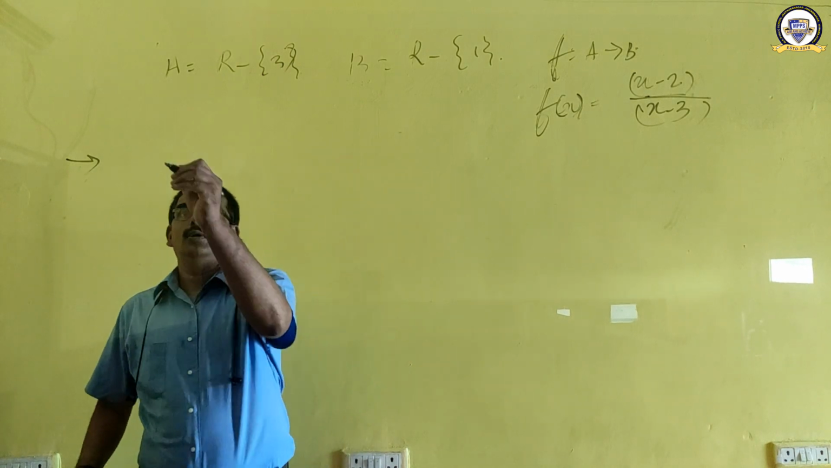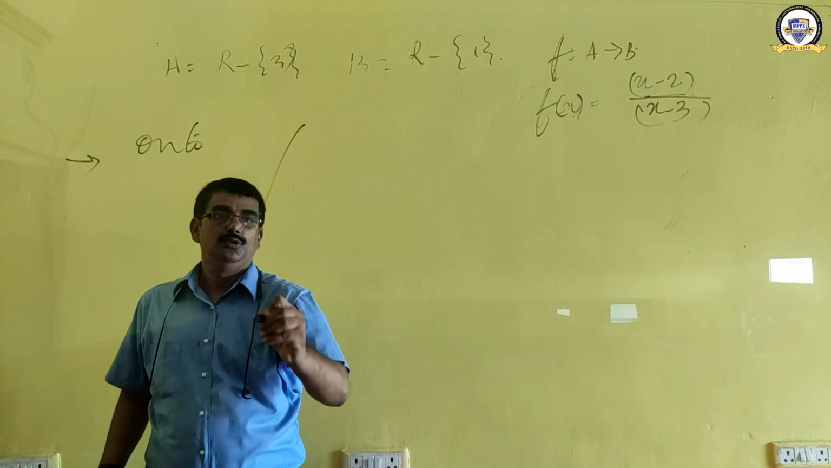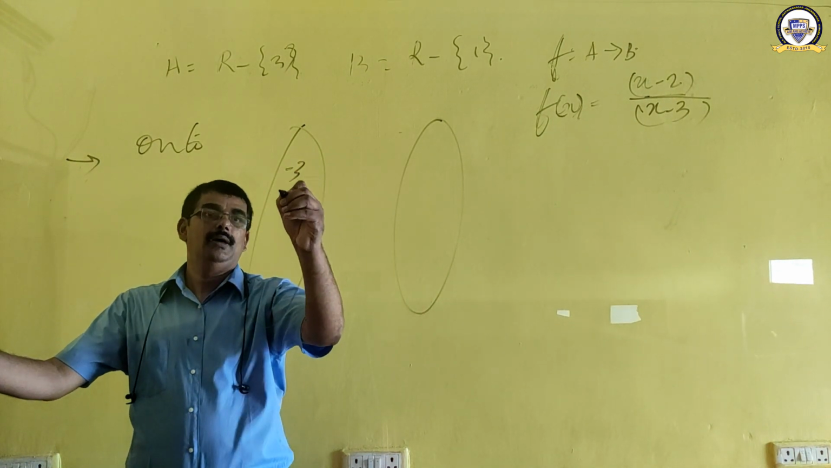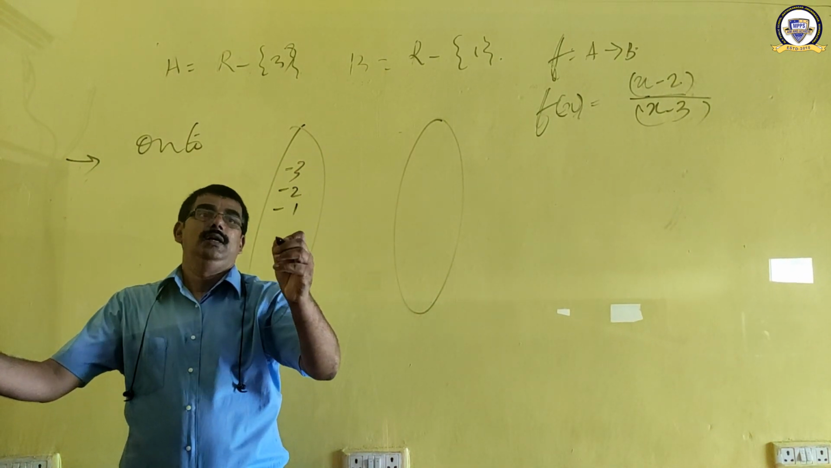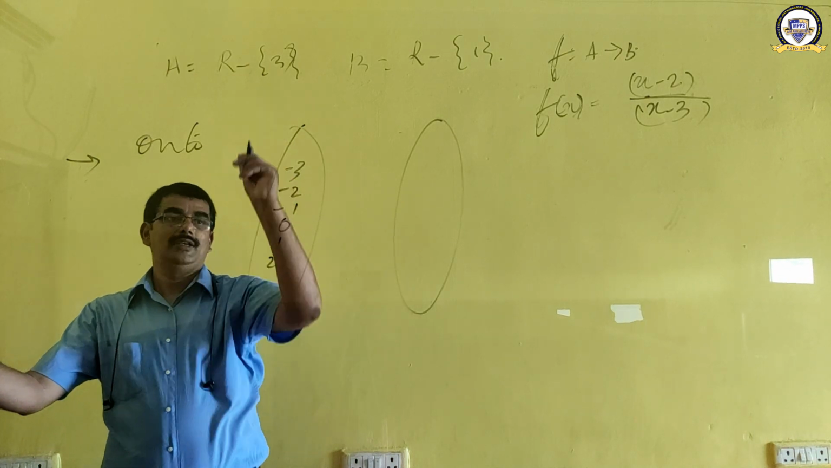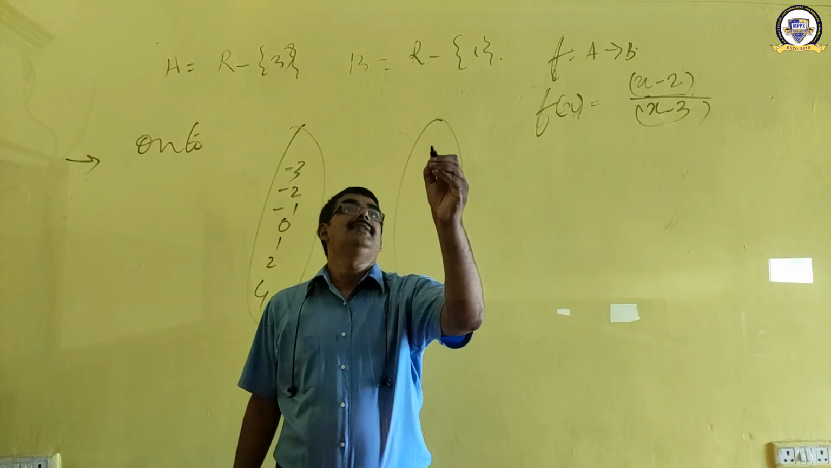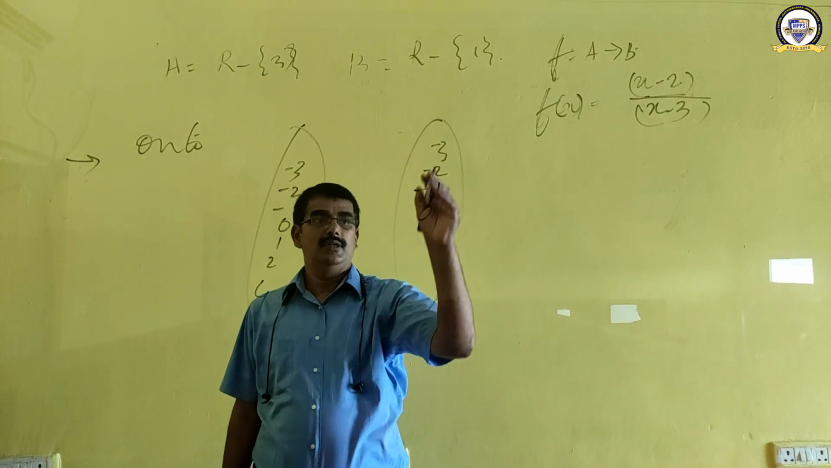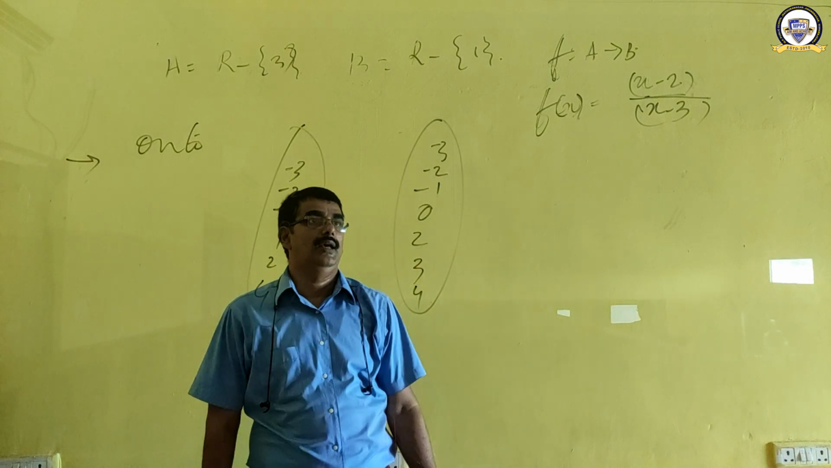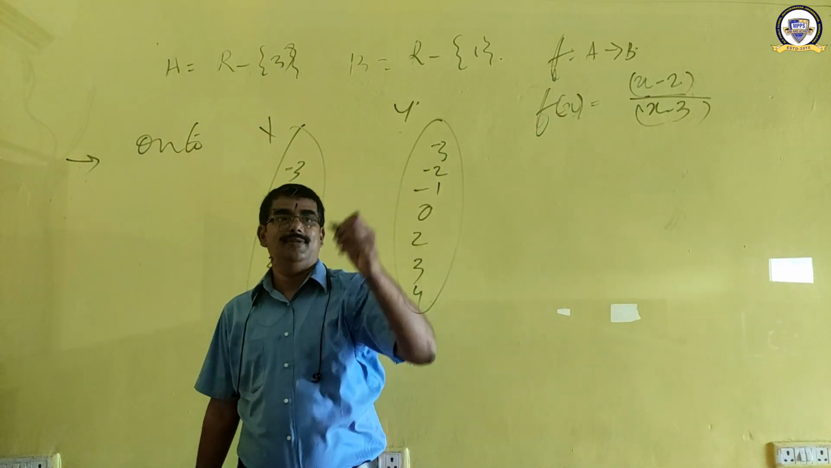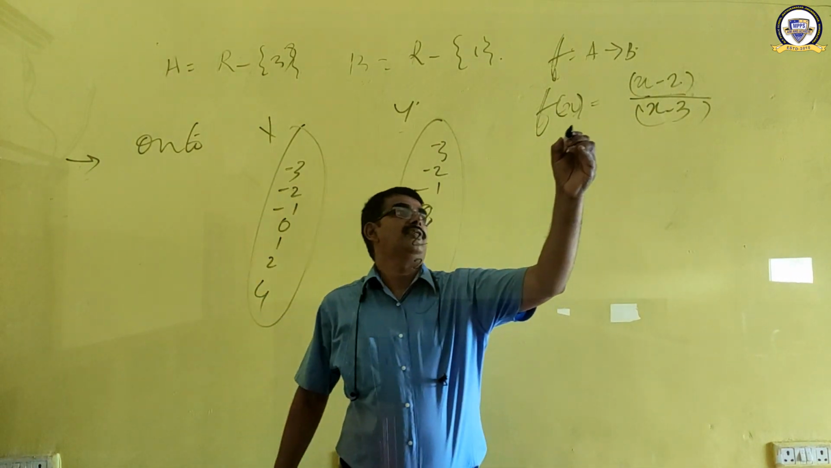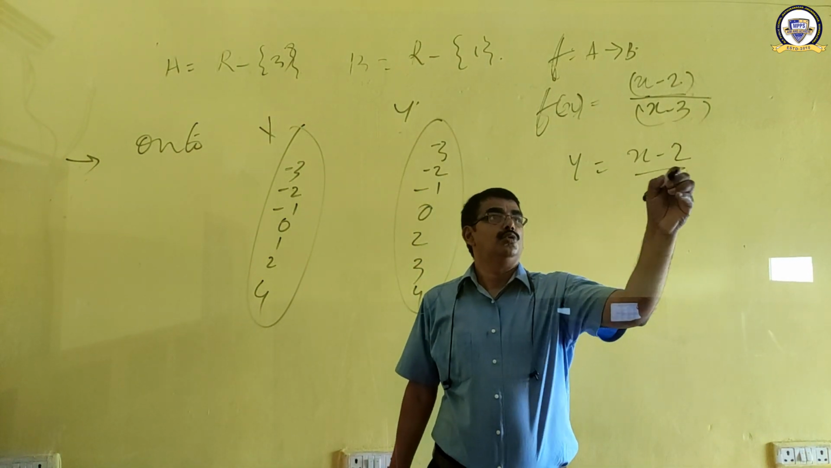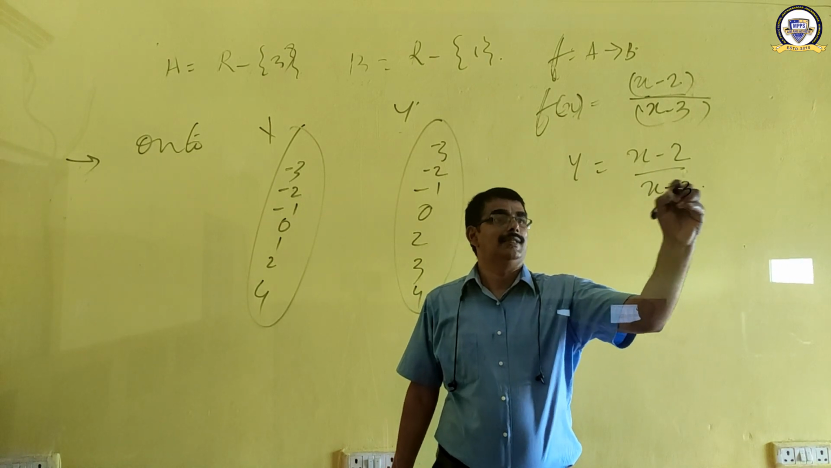To prove that it is onto, what do we have to do? You can consider two Venn diagrams. Here it is minus 3, minus 2, minus 1, 0, 1, 2, 3, 4 like this. Here it is x, here it is y. The function is f of x equals x minus 2 upon x minus 3, that is y equals x minus 2 upon x minus 3.